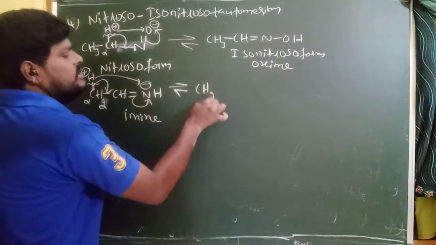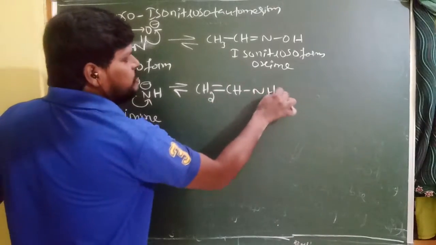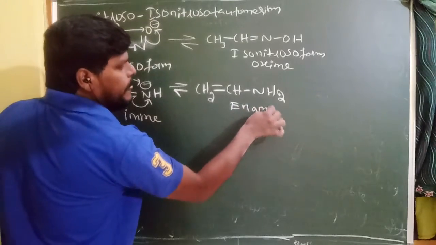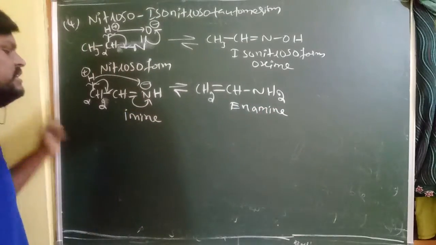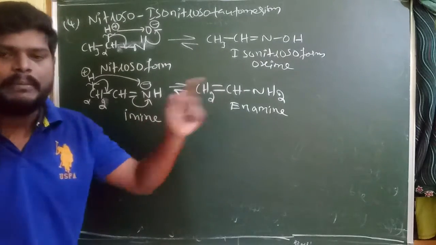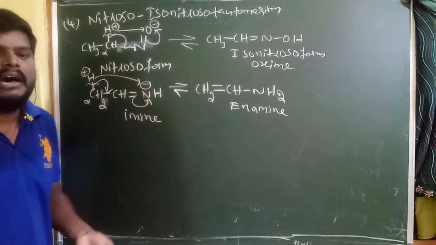So write down the product here: CH2 double bond CH bond NH2. This is called enamine. That's why it is also called imine to enamine tautomerism. Next, an example based on nitrogen: azo-hydrazone tautomerism.